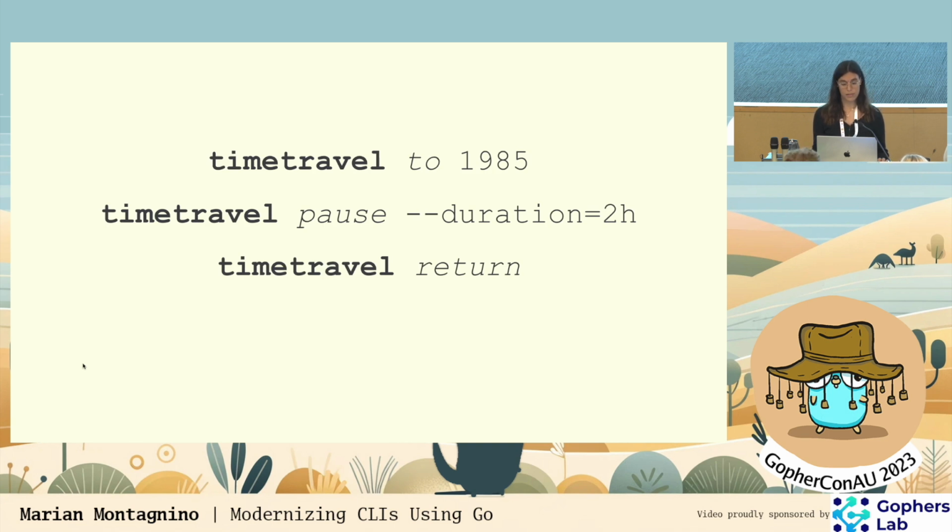Next is time travel pause, --duration equals 2 hours. Again, we start with our application name, time travel, and duration is the flag, and then we set the specificity of 2 hours. So in natural language, it would sound like, hey, time traveling application, pause time for 2 hours.